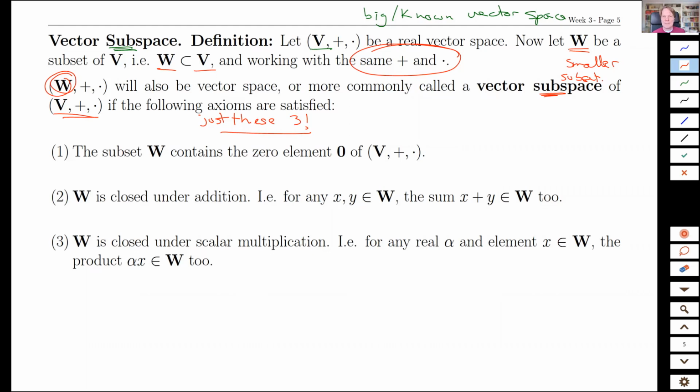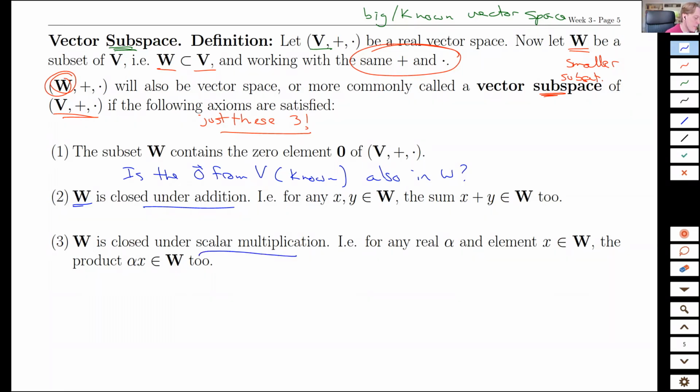So let's take a look at the list, and you'll see there's sort of a familiar thread to them. We have to have a 0 element, just like vector spaces do, but we actually already know that there is a 0 element in V because it is a vector space. So we're just saying, is that 0 element of V also in W? So is the 0 vector from V, so known in advance, we can figure all that out, also in W. We have to have that true. We have to have W closed under addition. And so when we add 2 vectors, they have to stay in W. And we also have to have W closed under scalar multiplication. So if we take any vector in W and multiply it by any real, we have to get something that's also in W.